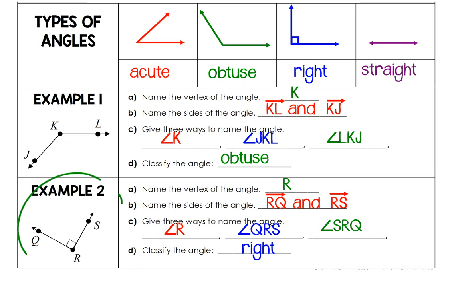In example 2 here, we have our vertex, which is R, and we have our rays, RS and RQ. And don't forget you can name it 3 different ways. This angle has a little box in the middle. That's our perfect 90-degree angle. And anytime you see that box, you know it is a right angle. If you do not see this box, you cannot assume, even if it looks like the most perfect corner, that it's 90 degrees unless that box is there.